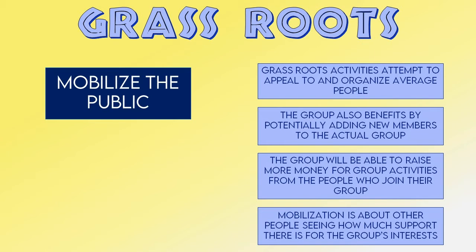If the group is successful in its attempts to reach out to the public, to regular people, then the group benefits because they have probably added new members from the potential group to the actual group. The group can then rely on these people for fundraising, for other activities. They can rely on those people to help them find more people to join their group. And when the interest group is mobilizing in this way, they're able to show the public how much support there is for the group interest. That's what's so great about a march. A march looks like a huge crowd of people. Other people see it and they think, wow, there's really a lot of support for that policy stance.